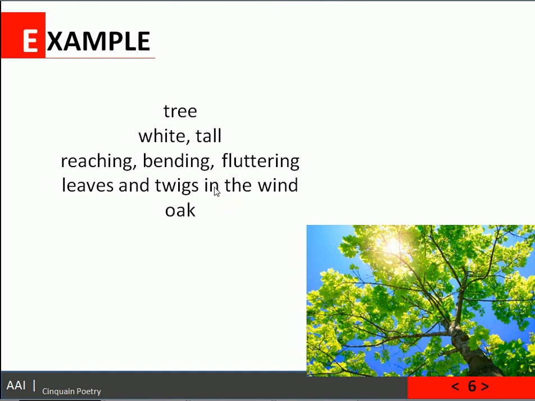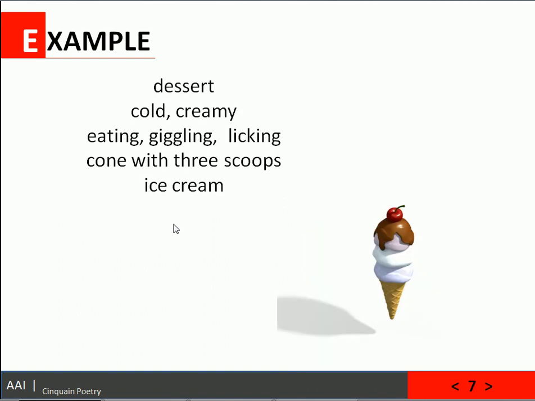Tree. A tree is white and tall, reaching, bending, fluttering, leaves and twigs in the wind. Oak. Here's another example. Dessert. Cold, creamy, eating, giggling, licking, cone with 3 scoops, ice cream.